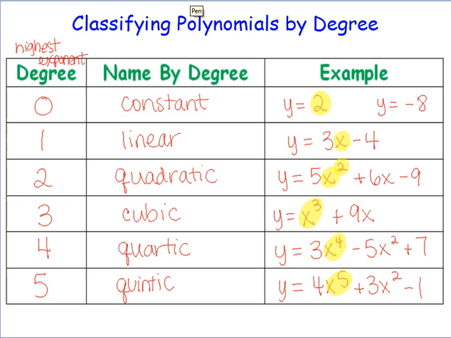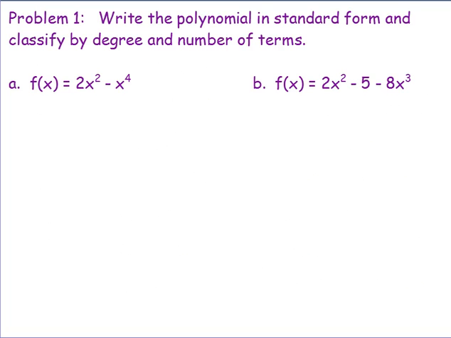So we are going to take a look at an example that uses all of our vocab. So we have to write the polynomial in standard form and classify by degree and number of terms. I'm also going to throw in 2 more things I want us to do. I want you to add in your directions, right here, after standard form, I want you to tell me the degree and the leading coefficient. So we're going to add a couple things in the directions. So add those in.